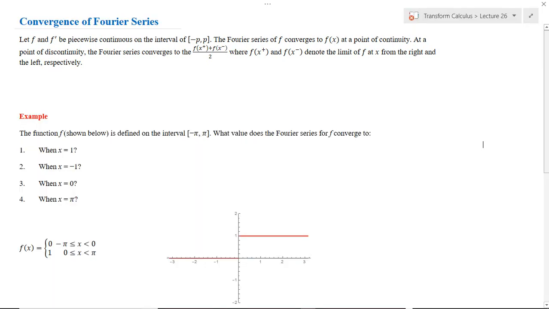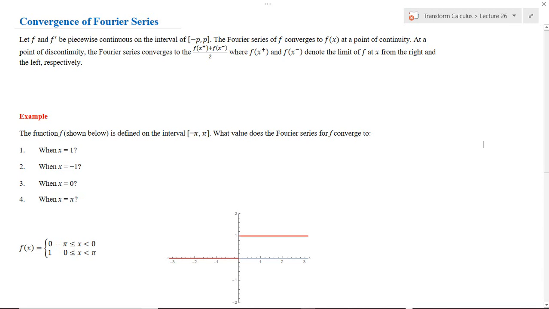So let's solve one example to see how we can use this definition to find the value that the Fourier series converges to. In this example, the function f shown below is defined on the range of minus pi to pi. What value does the Fourier series for f converge to when x is equal to 1, when x is equal to minus 1, when x equals 0, and when x is equal to pi?